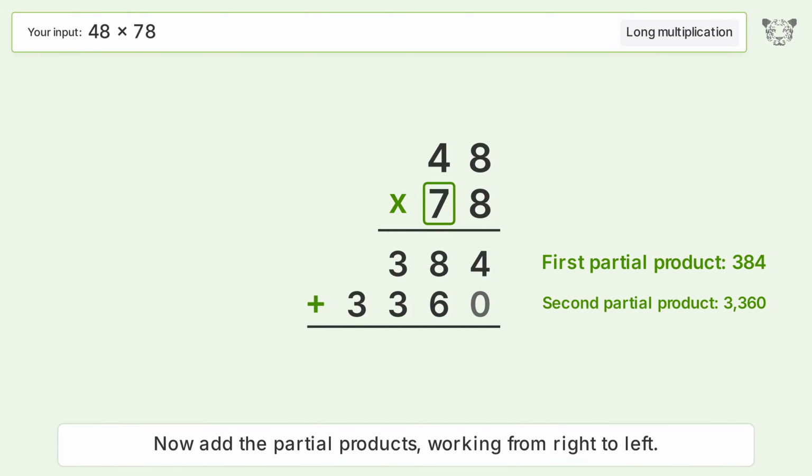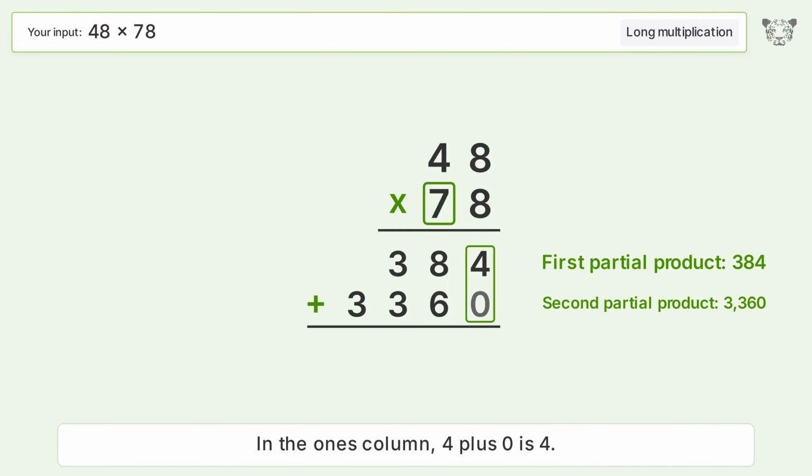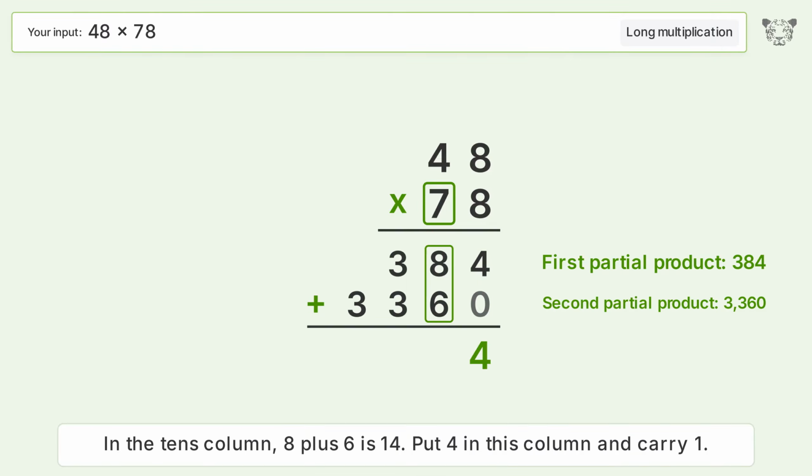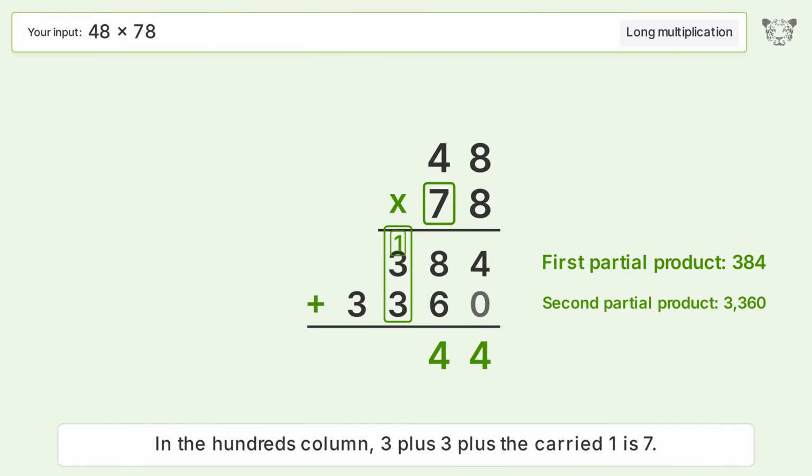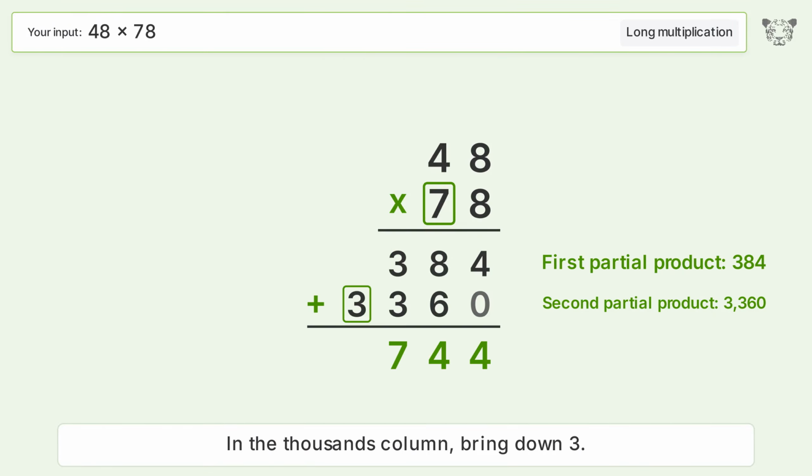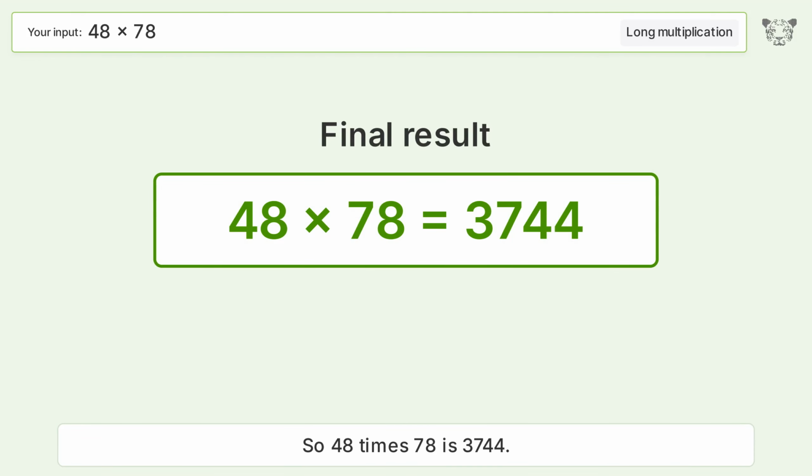Now add the partial products, working from right to left. In the ones column, 4 plus 0 is 4. In the tens column, 8 plus 6 is 14. Put 4 in this column and carry 1. In the hundreds column, 3 plus the carried 1 is 7. In the thousands column, bring down 3. The whole product is 3,744. So 48 times 78 is 3,744.